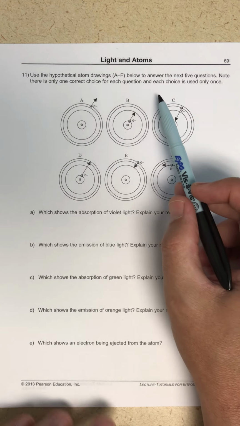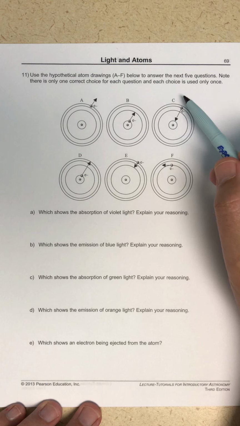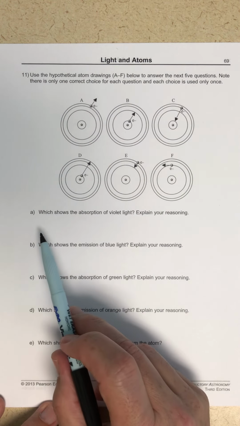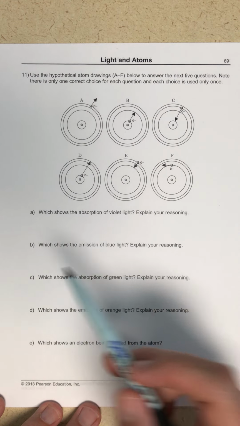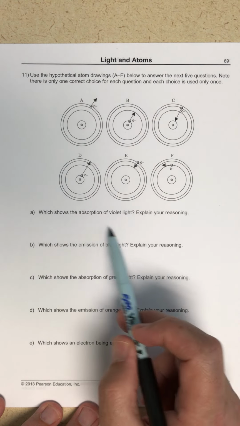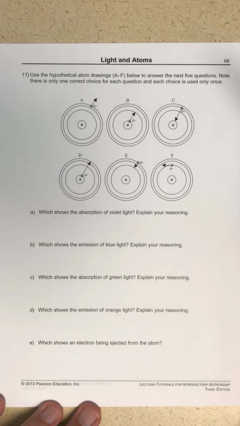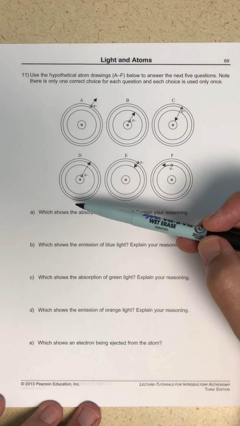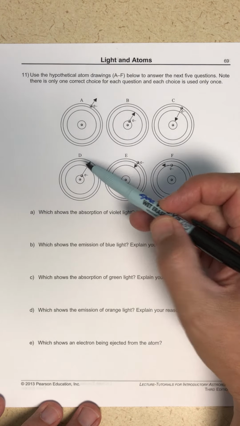Use the hypothetical atoms drawings A through F below to answer the next 5 questions. Note that there is only one correct choice for each question, and each choice is used only once. Which shows the absorption of violet light? So absorption means the electron goes to a higher energy level, and violet is the highest energy for visible light. So that's absorption, that's absorption, that's absorption. And out of those, the greatest energy difference is there.